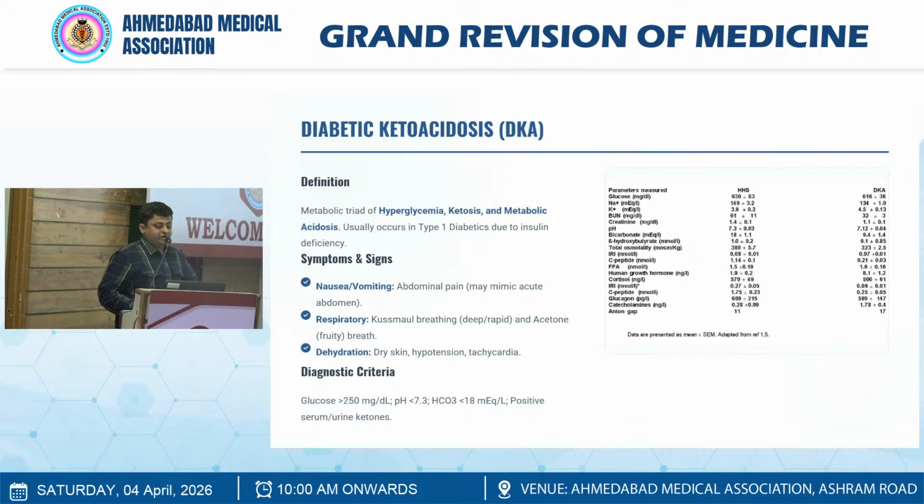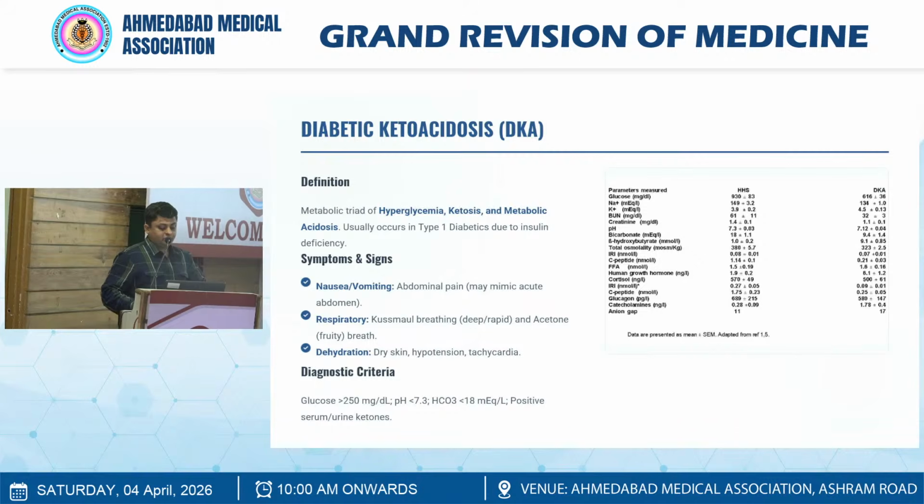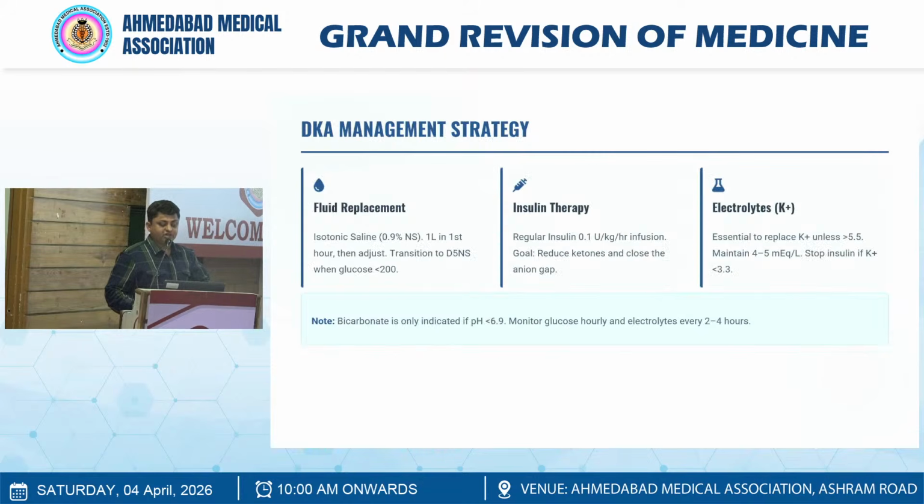DKA, metabolic triad: hyperglycemia, ketosis and metabolic acidosis. Diagnostic criteria: urine ketones positive, acetone positive, blood glucose more than 250, ketone smell, ABG pH less than normal, acidosis is there. Management: fluid replacement, insulin therapy and correction of electrolyte imbalances.